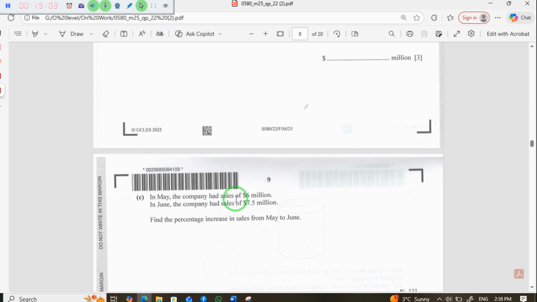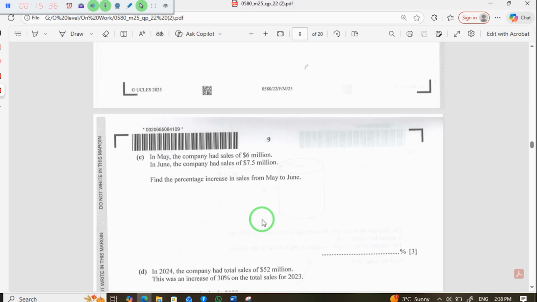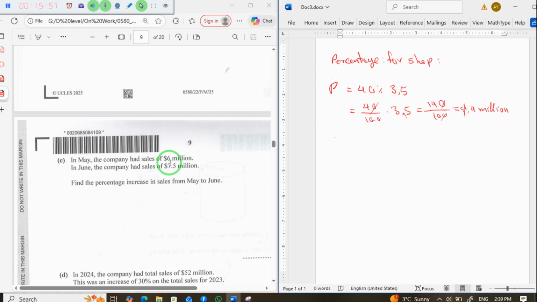In May, the company had sales of 6 million. In June, the company had sales of 7.5 million. Find the percentage increase in sales from May to June. We should find the percentage increase. So here, in part C, we have 6 in May, and in June we have 7.5.